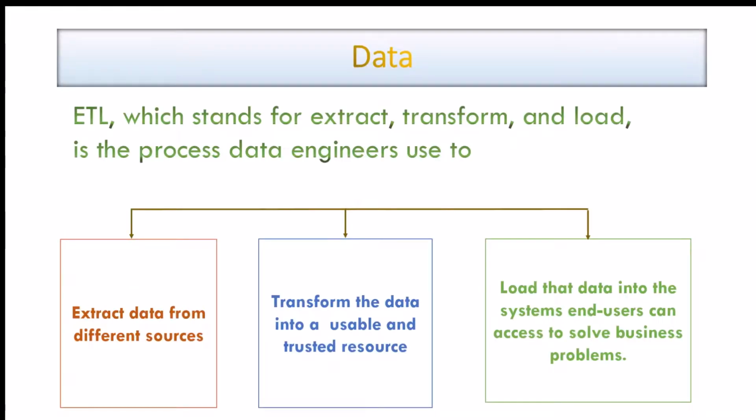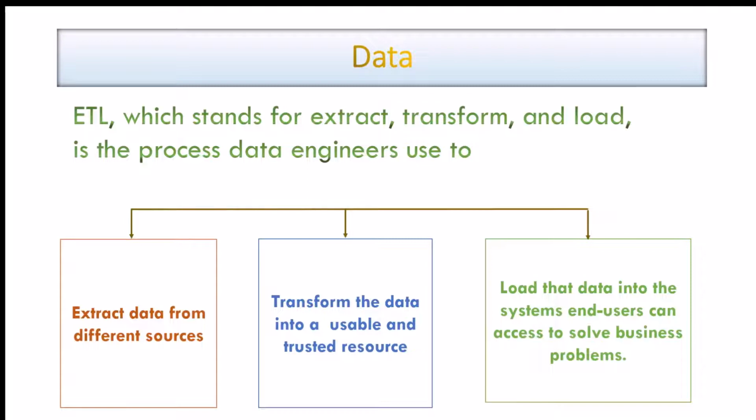ETL, which stands for extract, transform and load, is the process data engineers use to extract data from different sources, transform the data into a usable and trusted resource, and load the data into the systems end users can access to solve business problems. So, in the ETL process, the engineers extract data from different sources. Those sources may be internal or external, that is defined by the senior management of the organization. So they can identify these are the data we need to consolidate.